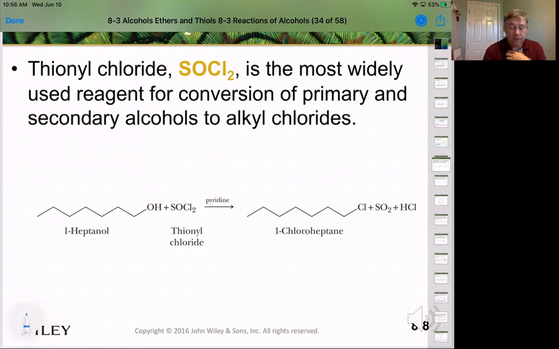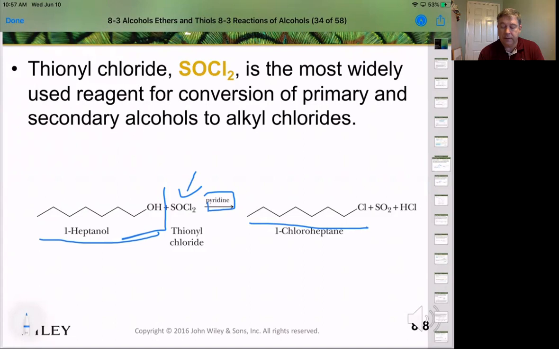So the key steps here are you have a water-insoluble alcohol, you have the reagent thionyl chloride, and then you add a catalyst. This is a basic catalyst called pyridine. It's an organic molecule that's a base. And during the conversion of this, you get your alkyl halide, your primary alkyl halide or secondary alkyl halide, and then it generates SO2 gas and HCl gas. And again, this is in a non-aqueous environment, so those tend to bubble off, leaving us with a pure alkyl halide.